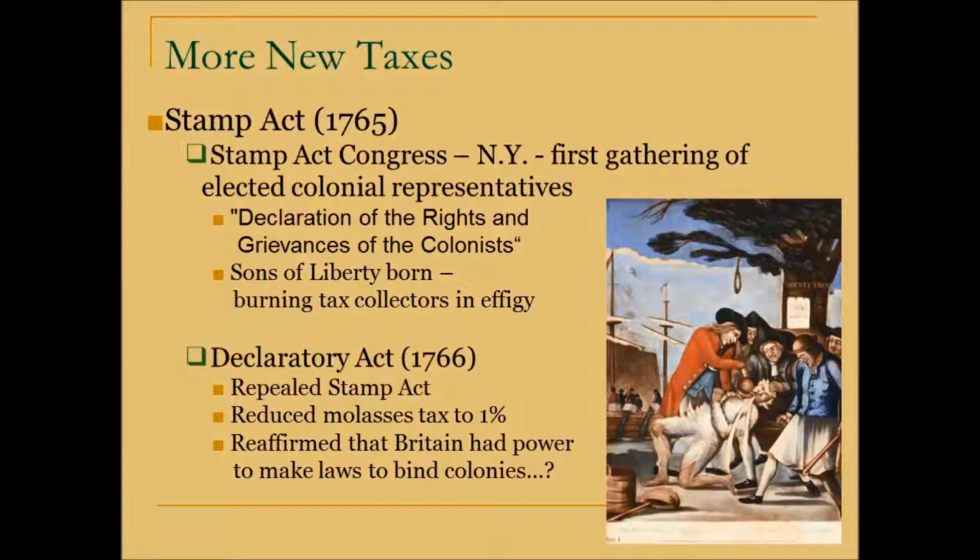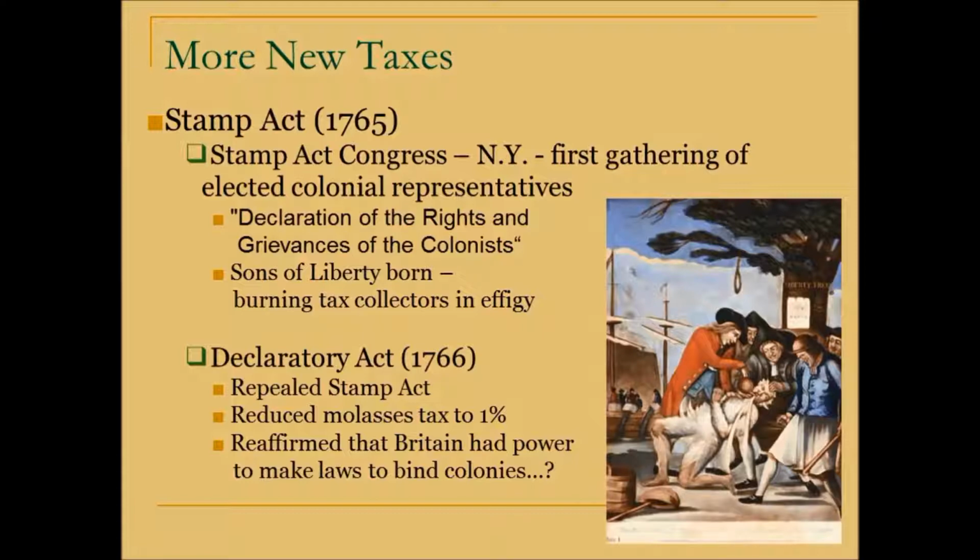So the British Crown in 1766 is going to come up with the Declaratory Act. And it did repeal the Stamp Act. It reduced that molasses tax, not the sugar tax, but the molasses tax to 1%. So they're thinking that they're doing a good thing. But again, they're not. The smugglers are going to get mad over this one.